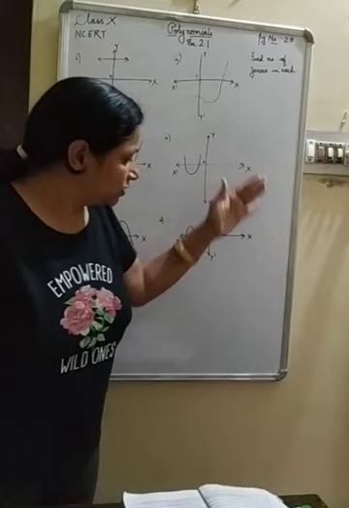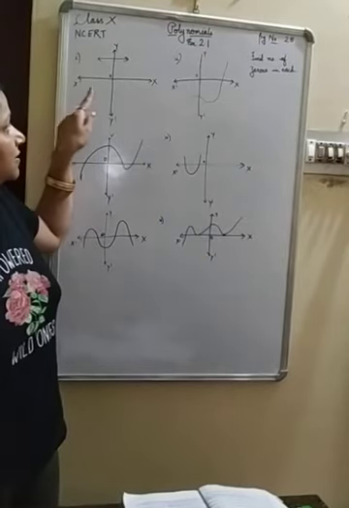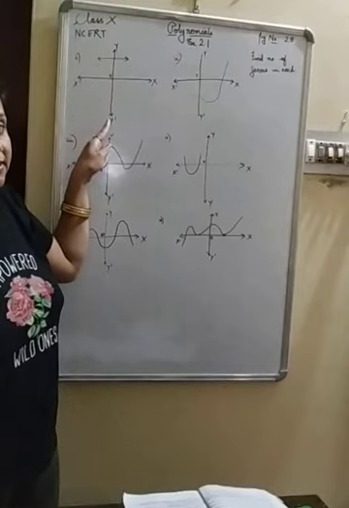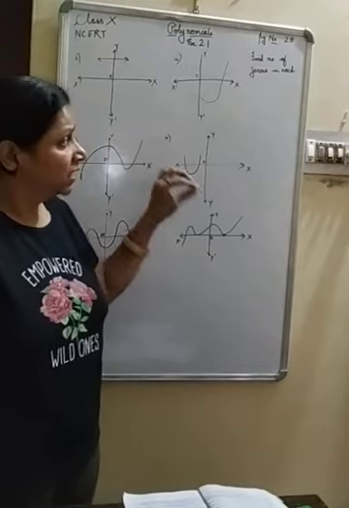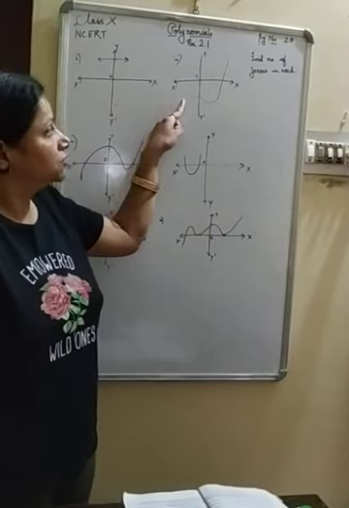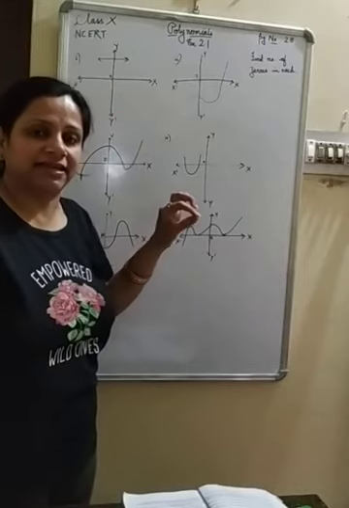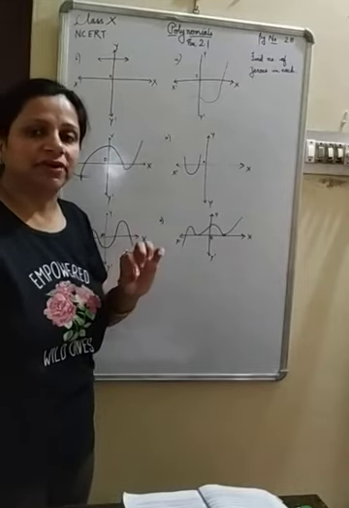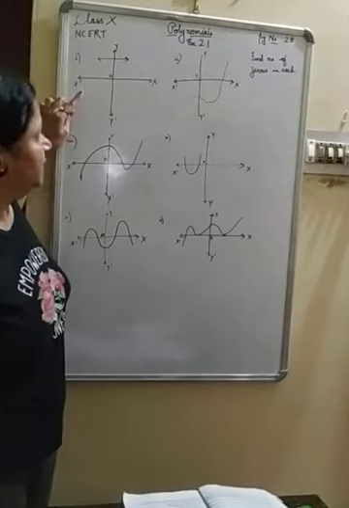And now according to these graphs, we have to see, if we see this graph carefully, this is the x-axis, this is the y-axis. Now graphically, how can we find the number of zeros? The number of points at which these lines or these curves touch the x-axis, that number of points is known as the number of zeros. For example, let us take this graph.